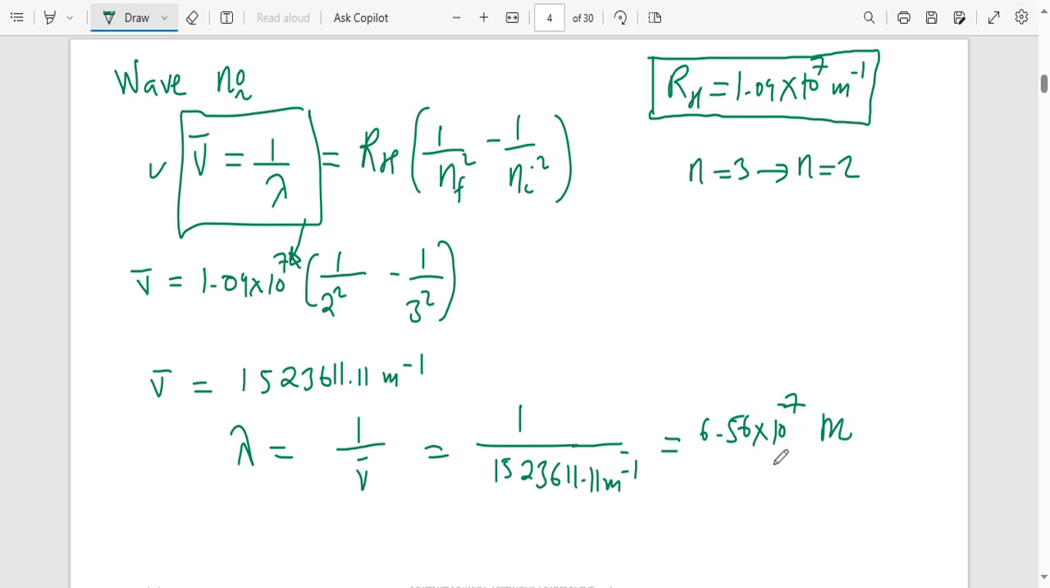Now, mostly we leave these answers in nanometers. So what you do is multiply. We have a meter on top, we put a meter down, and then a nanometer on top. A meter is bigger than a nanometer, so we'll put 1. Nano is 10 to the power 9. If you multiply this, you are going to get 656 nanometers. So this becomes the answer.